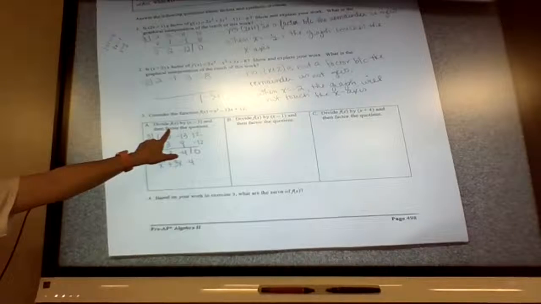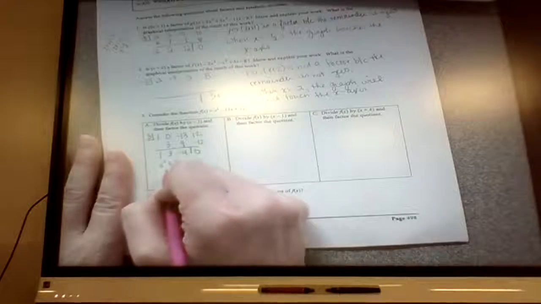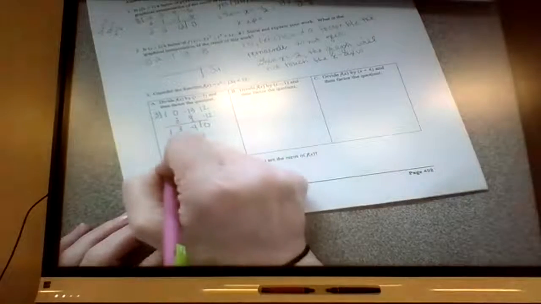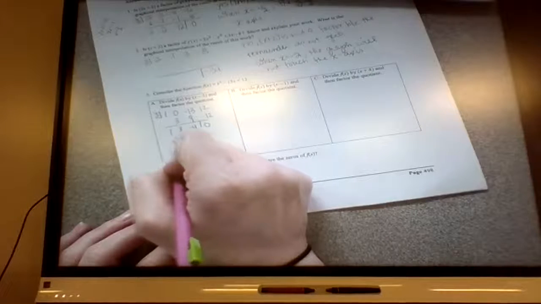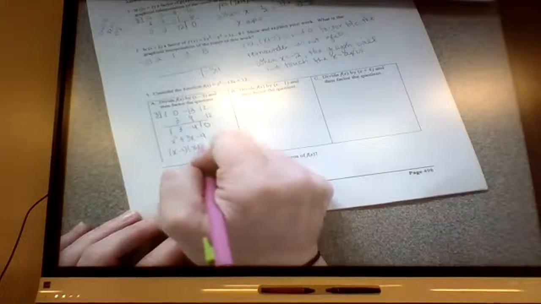Okay, then it says factor the quotient. So I have to factor what's left there. What are two numbers that will multiply to give me a negative 4 but add to give me a positive 3? Negative 1 and 4. Okay.